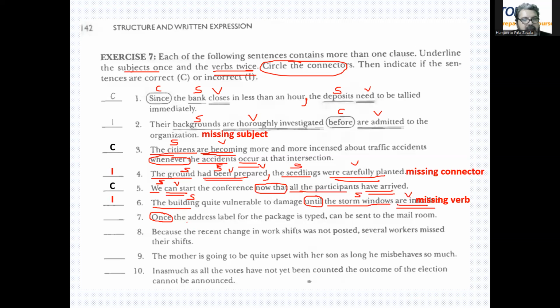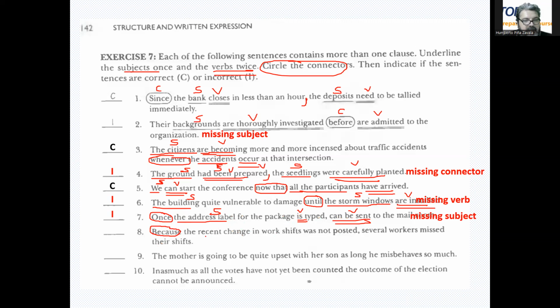Once the address label for the package is typed, right? Subject, verb, can be sent, verb, to the mail room. Okay, so this is incorrect because we're missing a subject there. There's no subject for the verb can be sent.